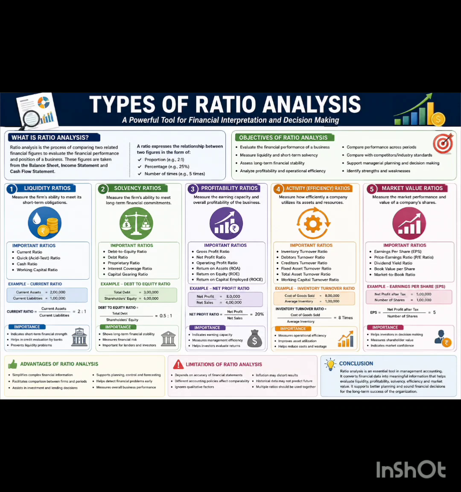The last ratio is market value ratios. These ratios are commonly useful for the investors and shareholders because they measure the market performance of the company shares. The market value ratios are earnings per share ratio, price earning ratio, dividend yield ratio and book value per share.